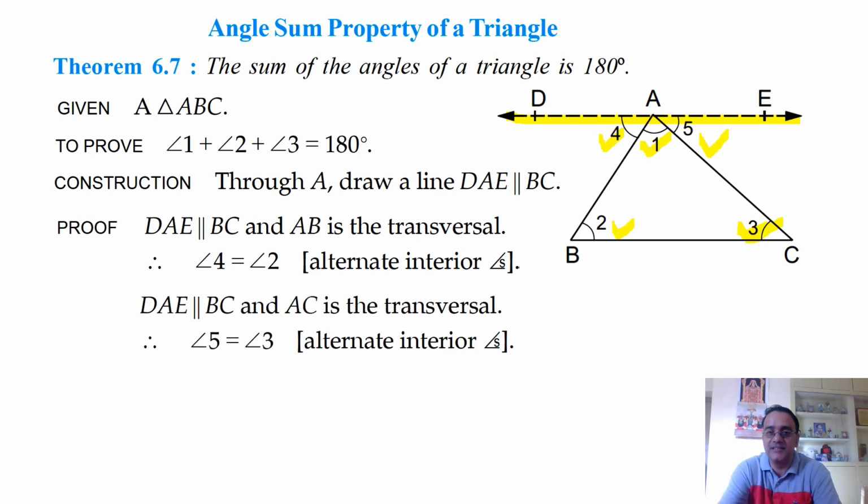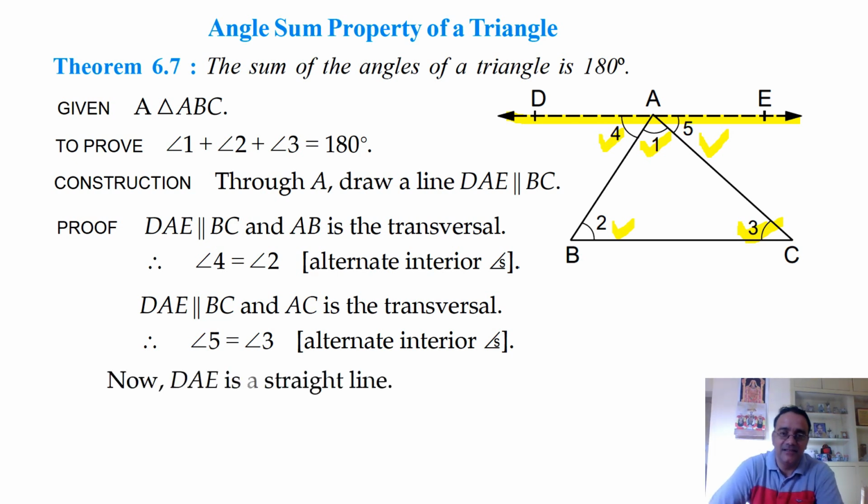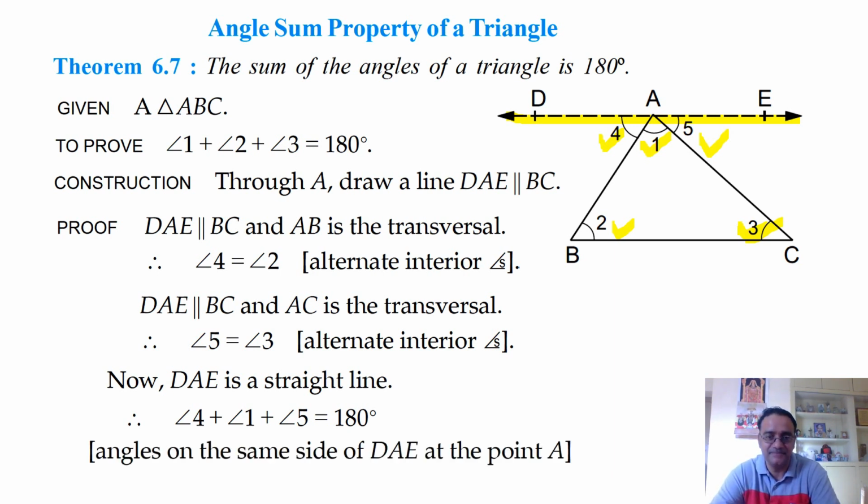Okay, now we'll take that straight angle. DA is a straight line, so angle 4 plus angle 1 plus angle 5 is equal to 180 degrees. Right? We will rearrange this a little, and write angle 1 plus angle 4 plus angle 5.